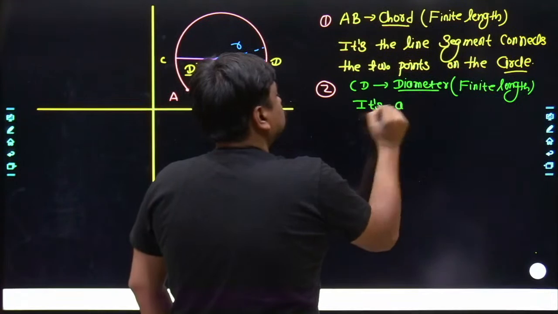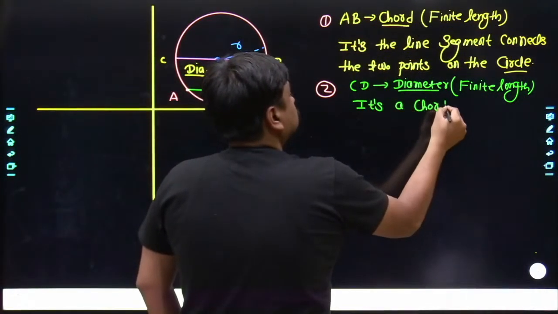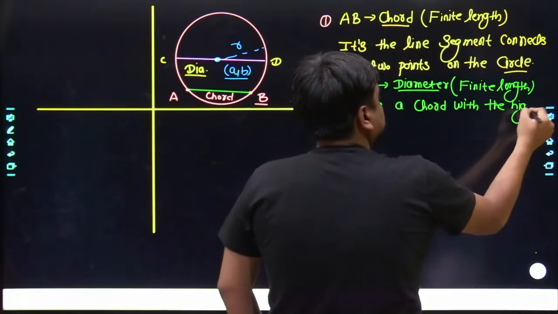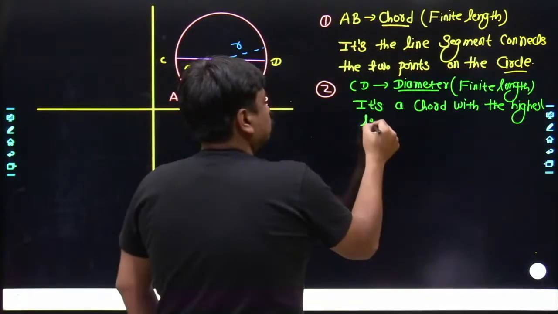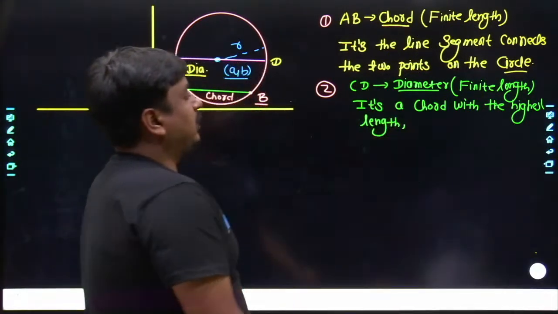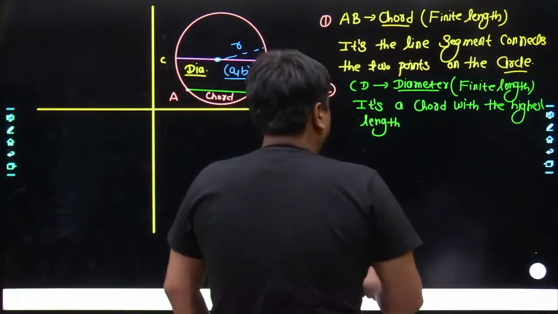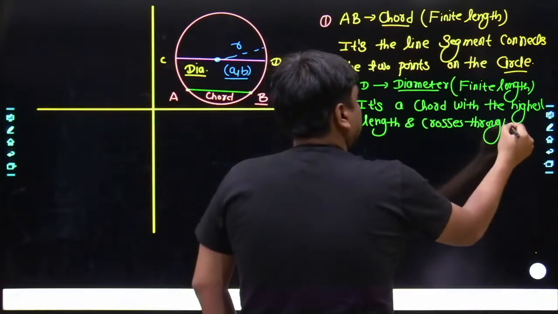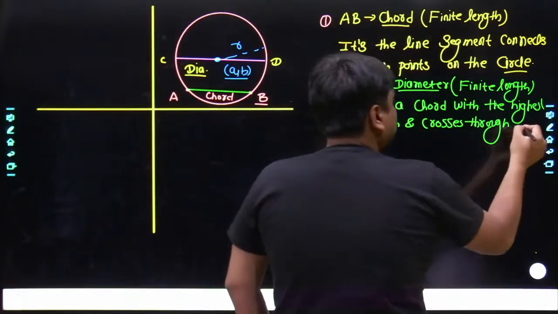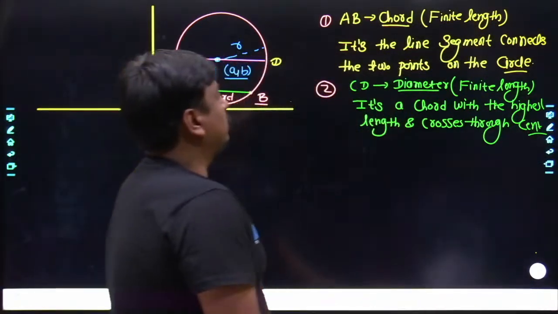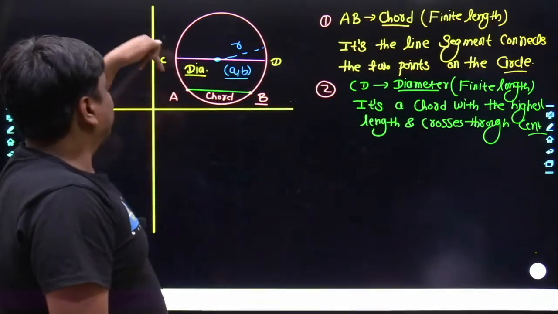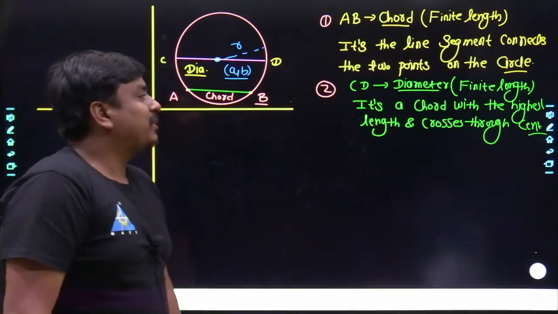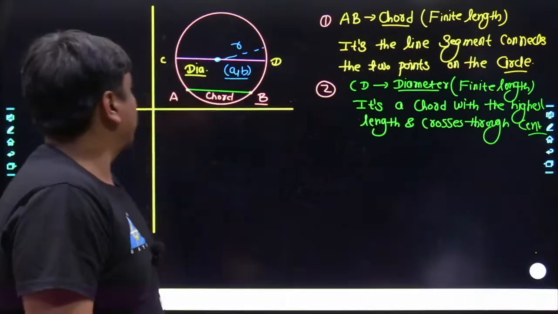It is a chord with the highest length and crosses through the center of the circle. So from here onwards, whenever you have a chord, what does that mean by the chord? That it must be ending towards 2 points over the circle, and if it crosses through the center of the circle, by default keep in mind it becomes your diameter, and the diameter used to be the highest chord length.